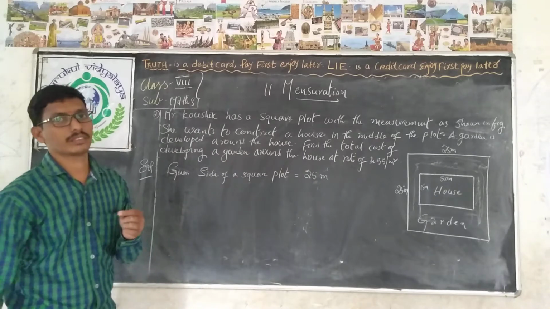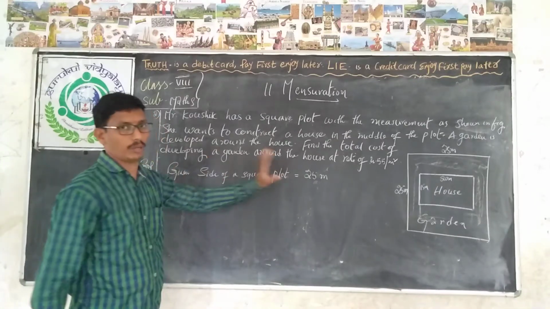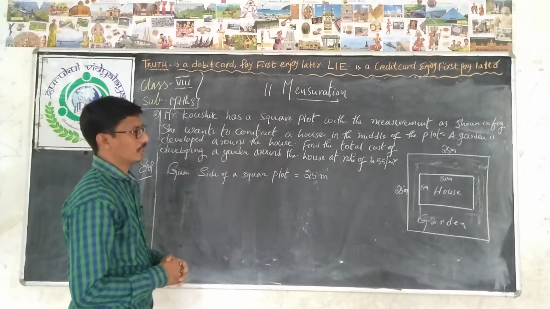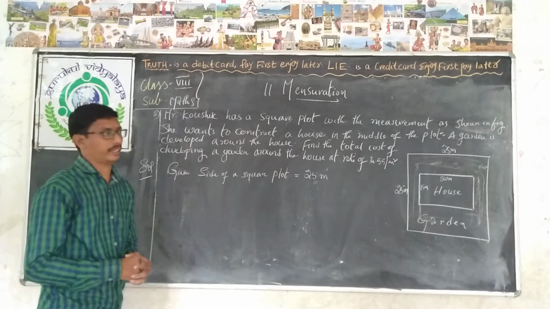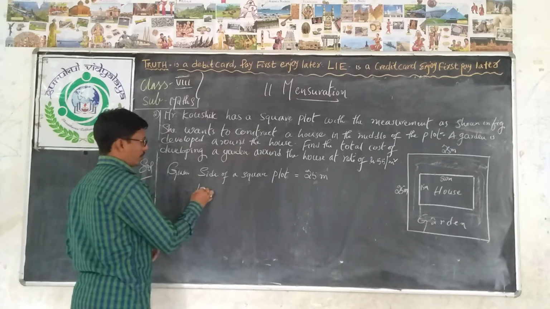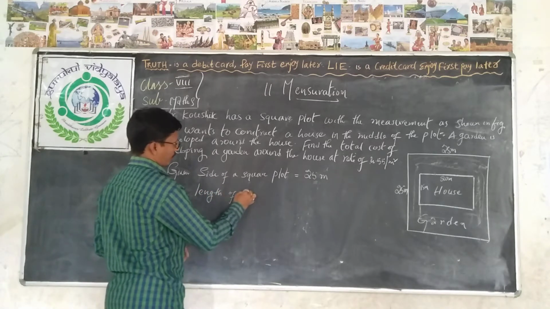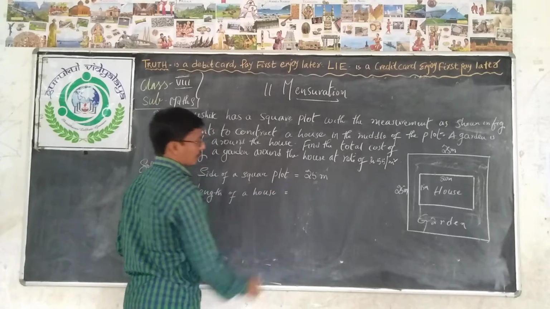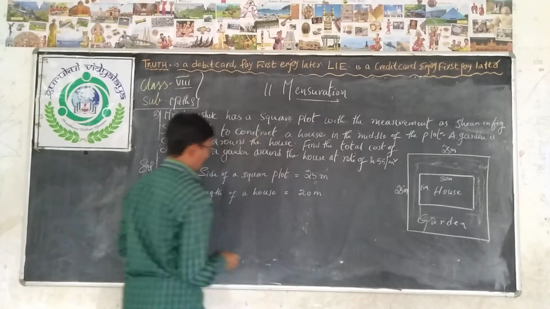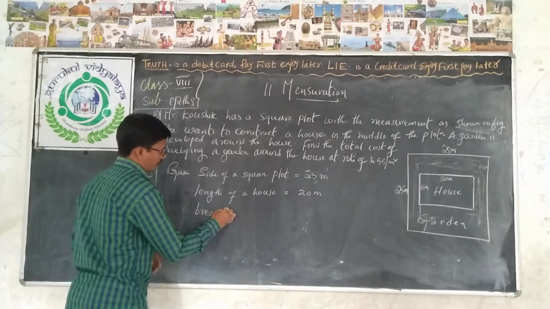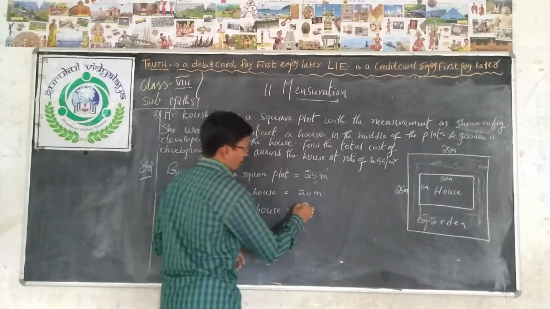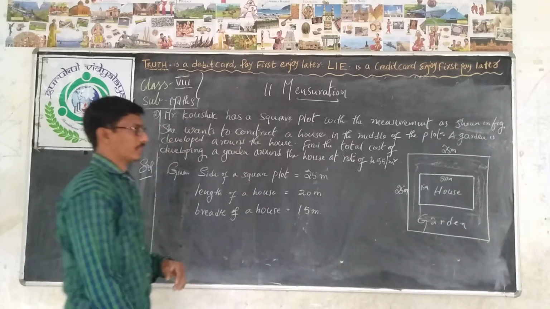Children, what are the given clues, the given measurements in the problem? First of all, you have to write them here. The side of a square plot is equal to 25 meters. That is the square plot measurement. Coming to the house, the length and breadth are given. Length of a house is equal to 20 meters. Breadth of a house, or width of a house, is 15 meters.